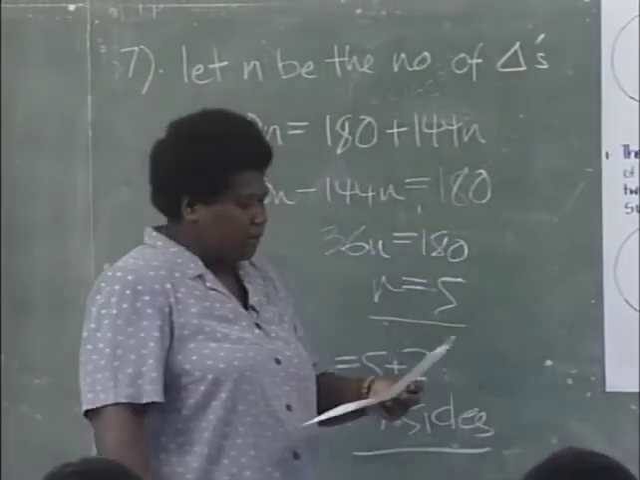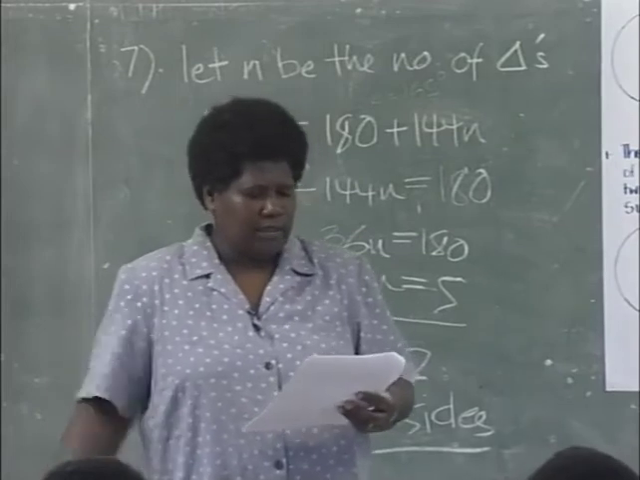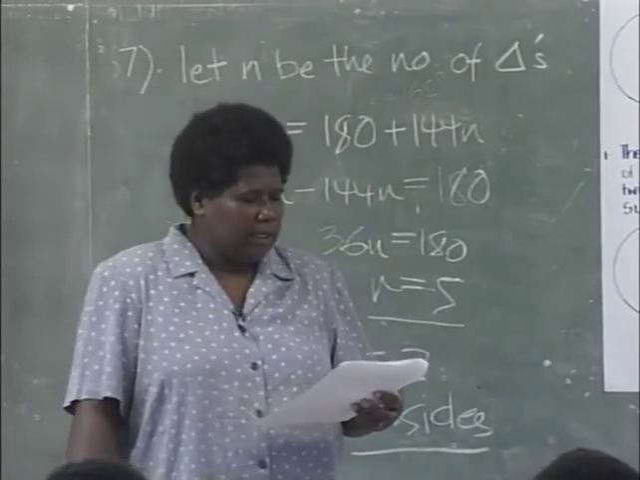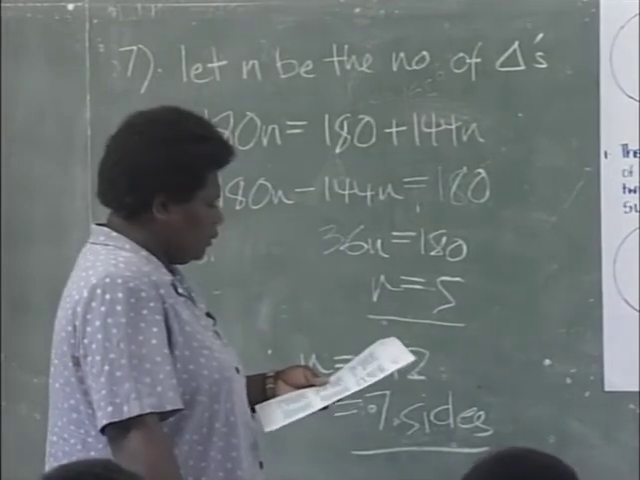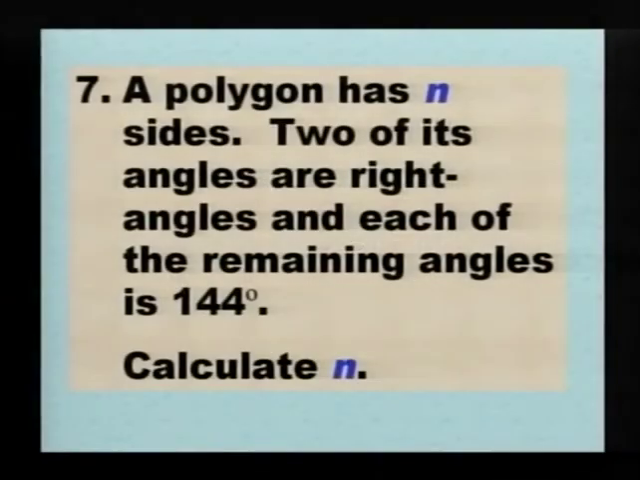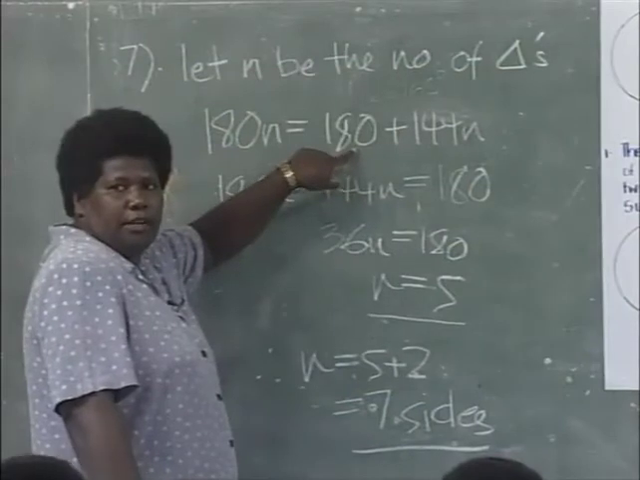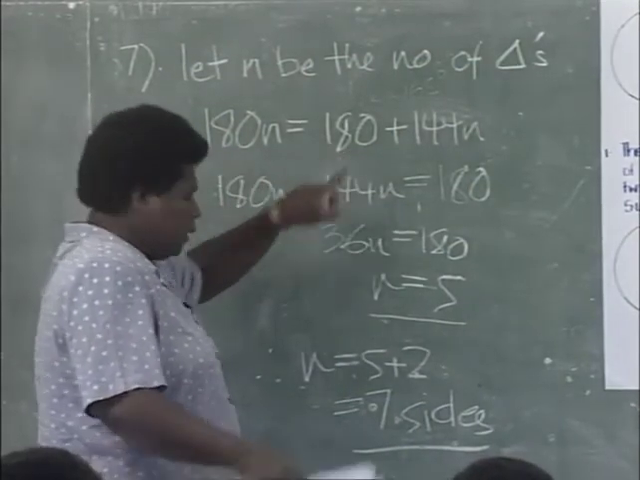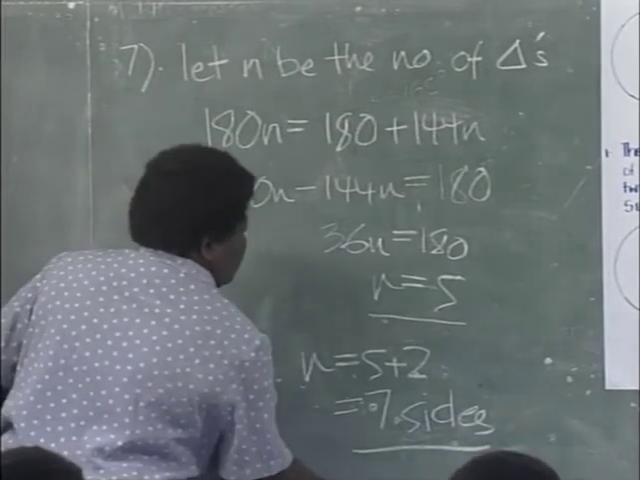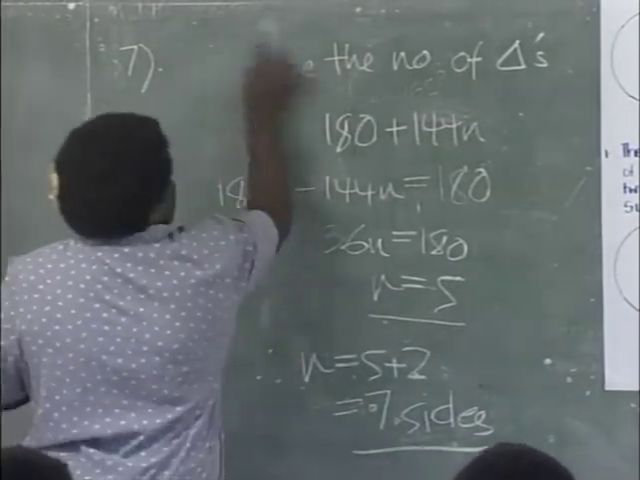Okay, if n is the number of sides, it says a polygon has n sides, 2 of its angles are right angles, and each of the remaining angles is 144. Okay, if 2 of the angles are right angles, maybe this value comes from there. 2 of them are right angles, that means 2 times 90 will be 180.